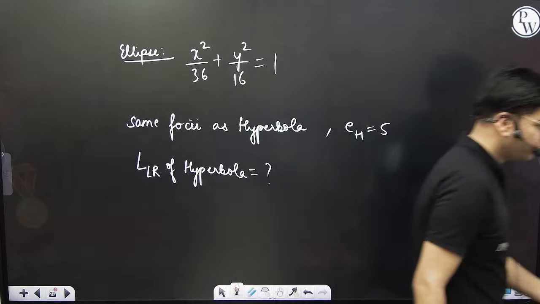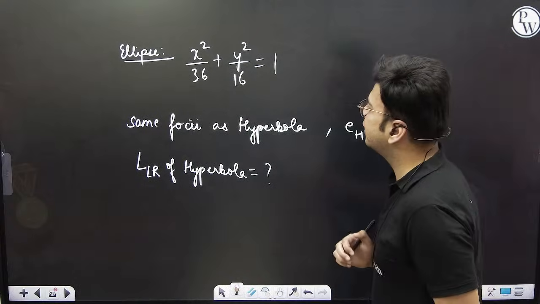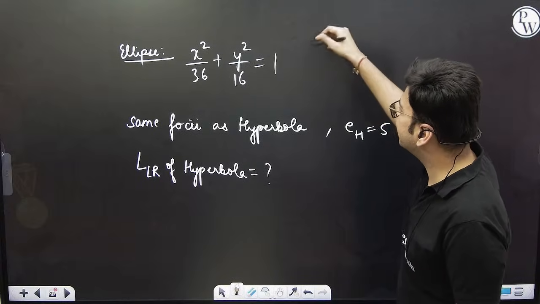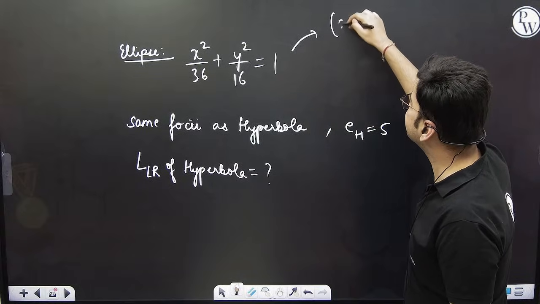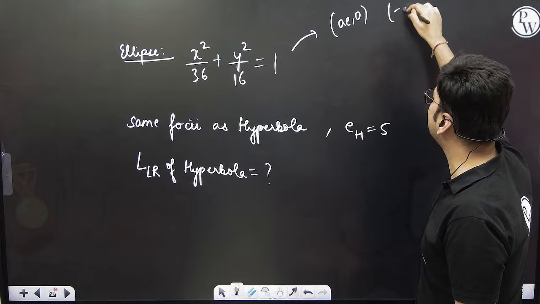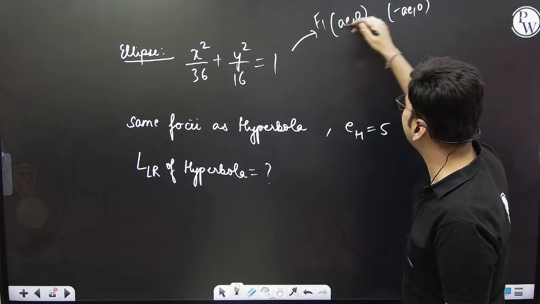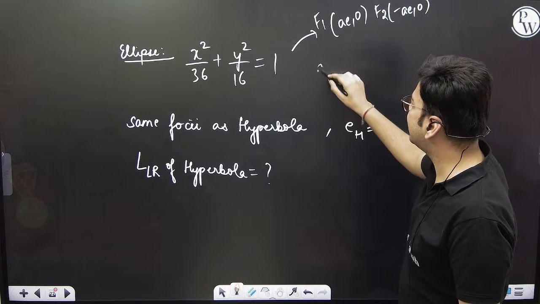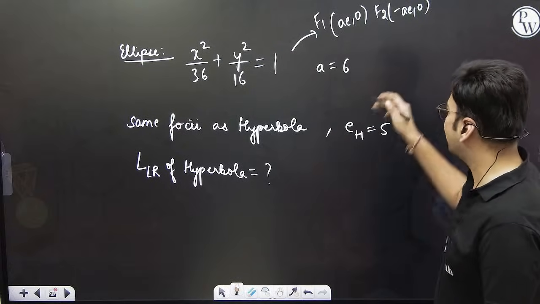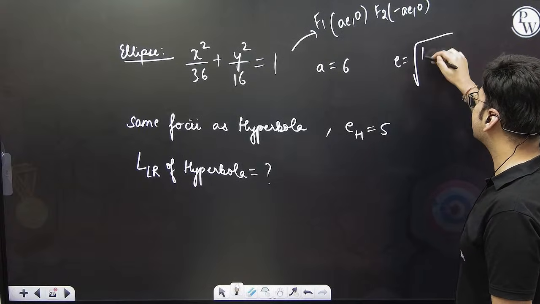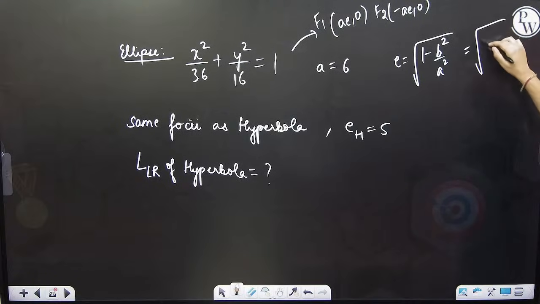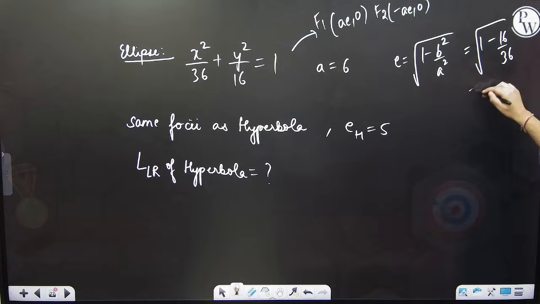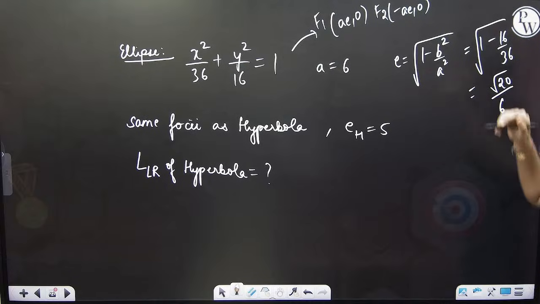Again, a very straightforward question. Let's solve it. So from here, first I want to find the coordinates of foci of the ellipse. So I can say that A comma 0 and minus A comma 0 will be the two foci, F1 and F2. From here I know that my A is 6. Now eccentricity I can calculate as under root of 1 minus B square by A square. So from here I'll get under root of 1 minus 16 by 36, which is giving me 6 by root 20. 36 minus 16 is 20.